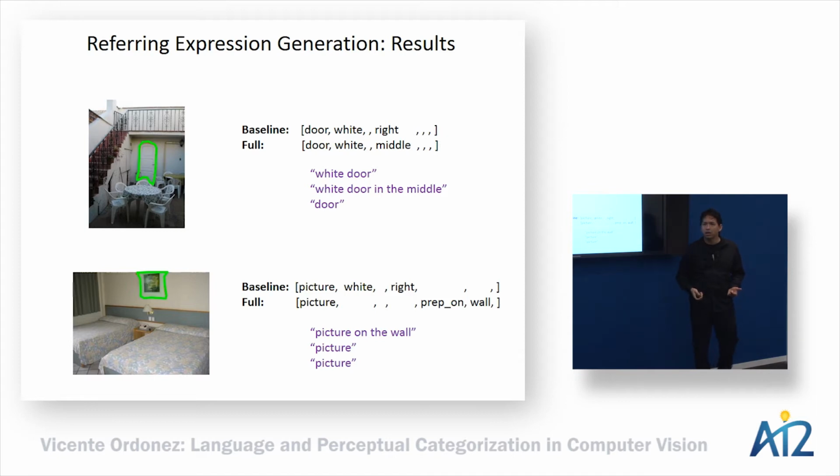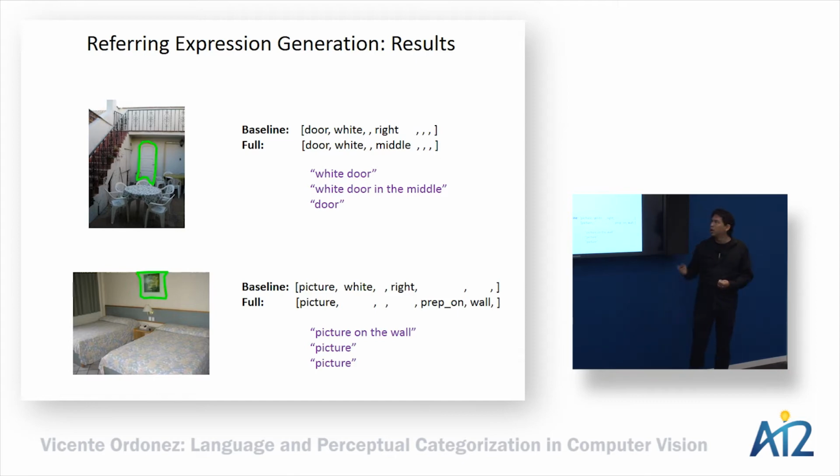Yes? The fact that you didn't stop at just saying picture, because that's the only picture in this image, is that because the length is misestimated? Yes, yes. We overestimate the length of the sentences. We produce sentences that are perhaps more verbose than what most people would say.